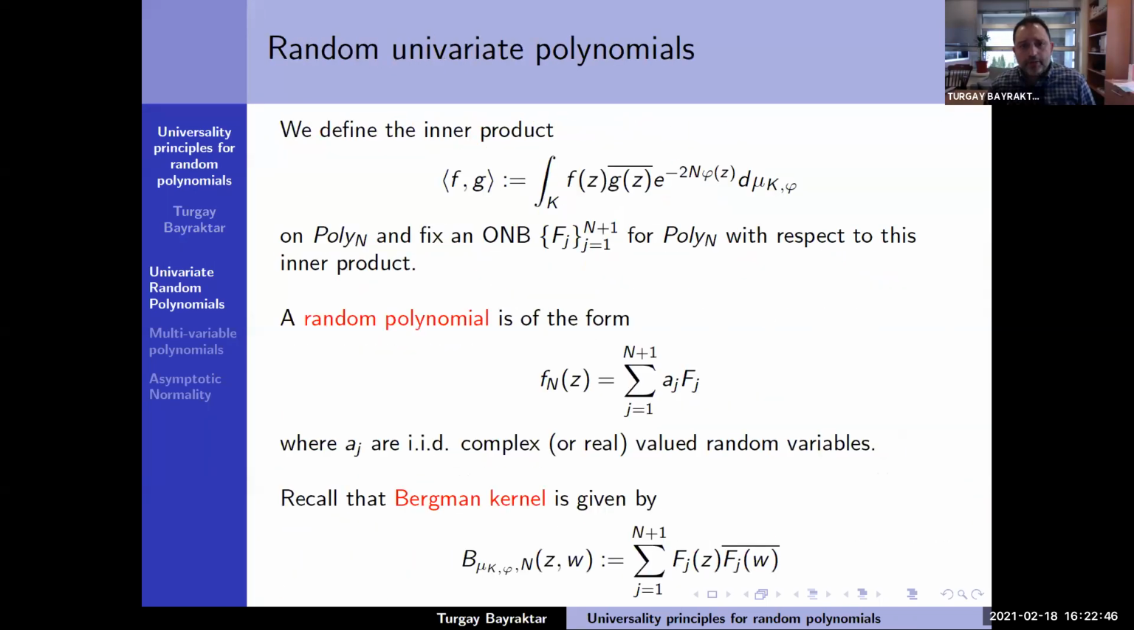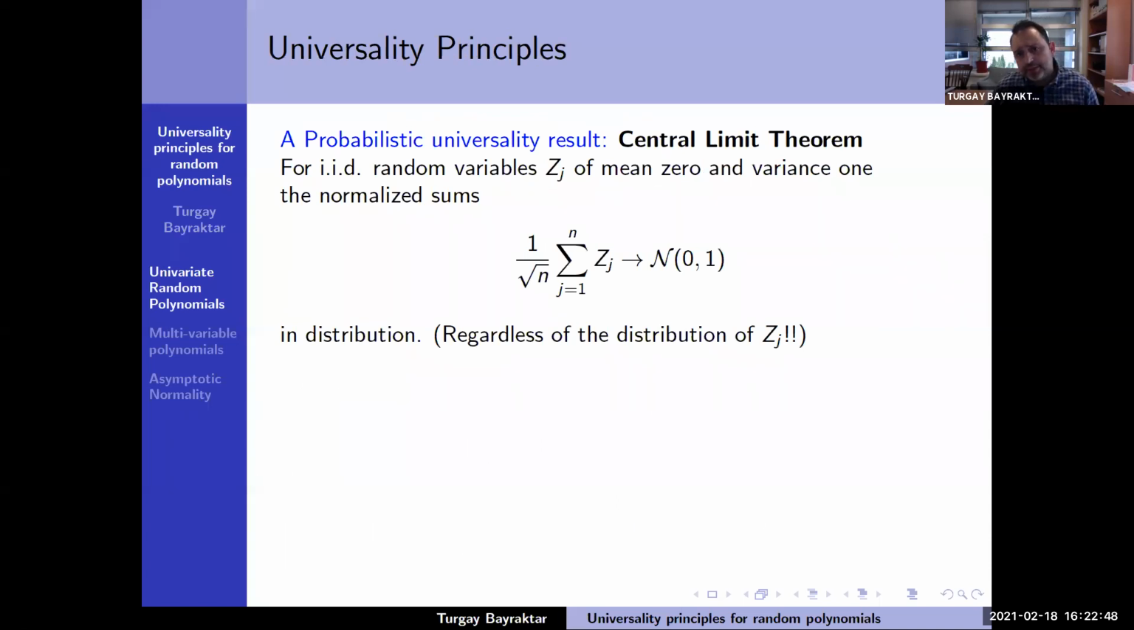Okay, so let's come back to where we left. So let us try to motivate this universality principle. There's a classical theorem from probability, the central limit theorem for IID random variables Zj of mean 0 and variance 1. You look at these normalized sums. You know that this thing converges in distribution to the Gaussian, and this does not depend on the distribution of Zj. So this is a universality result because the limiting object does not depend on the nature of Zj's.